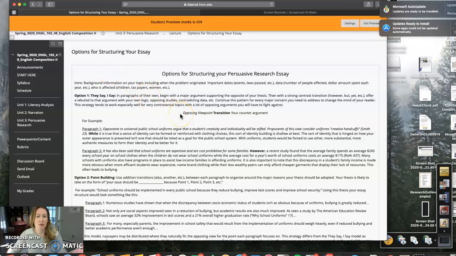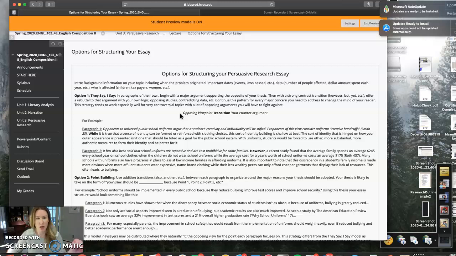So one of the options I call a they say, I say option. I know it's the same title as that book I talk about, but really it's because that's how you would organize it. You would start with like a popular opposing viewpoint, or maybe you want to offer a rebuttal to a popular article that you read that a lot of people are agreeing with, and you want to counter that in some way.